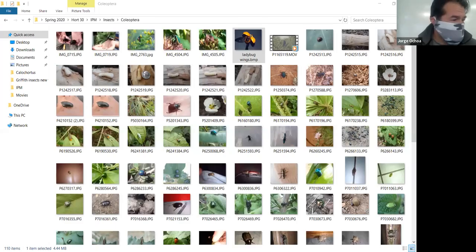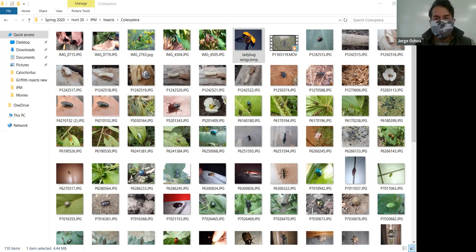We'll get started. So today, I requested for you to bring your list of the orders, because today we're going to help you start looking at some of them and give you some of the pointers, some of the clues that you might need to know so that you can start IDing some of the insects. So that's going to be the goal today.